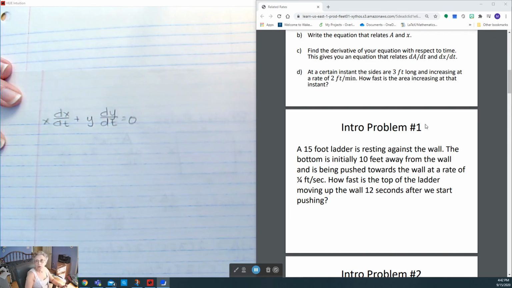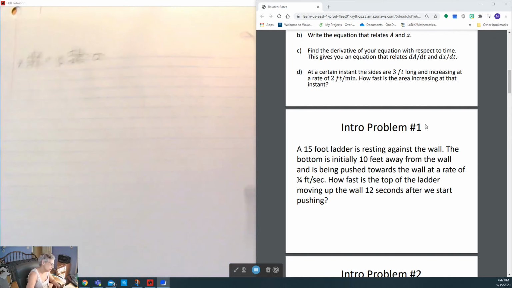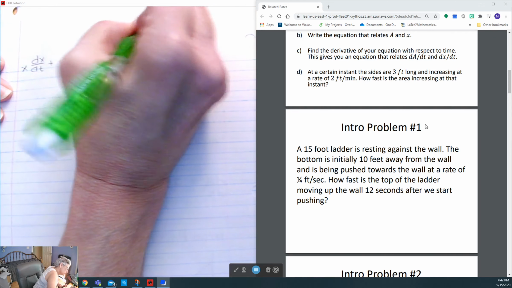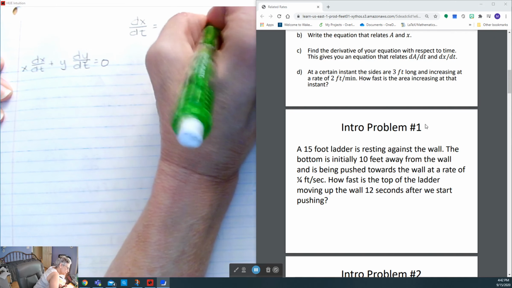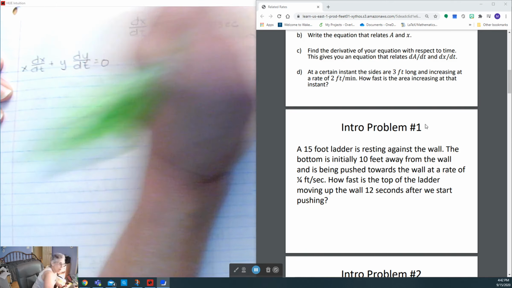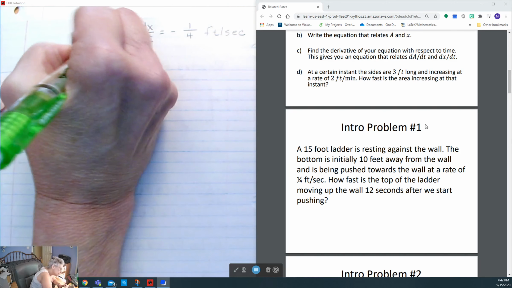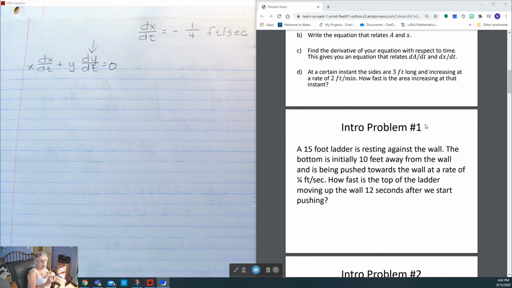I'm also going to copy down my dx/dt, which is negative 1/4 of a foot per second. Now, my goal is to figure out what dy/dt is. I need an x, I need a y.